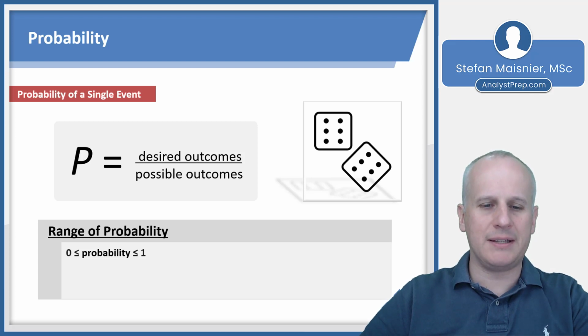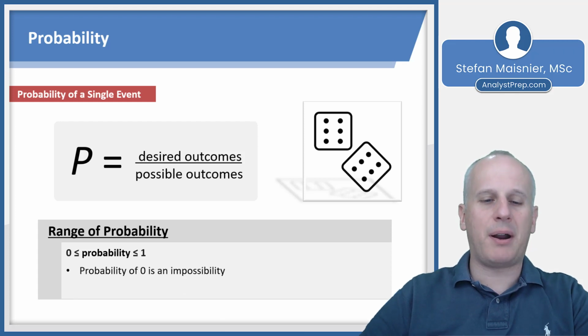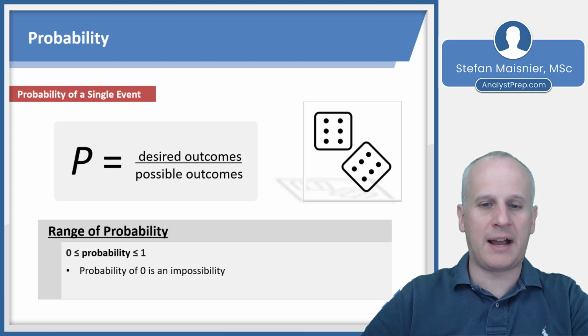So probability is always going to have a set range in that we know the least possible probability is 0 and the greatest possible probability of any single event is 1, inclusive, because a probability of 0 means it's impossible. So there are no desired outcomes. And if I have a 0 numerator, no matter what the denominator is, I know that the fraction itself is going to result in 0. So if you have something that is impossible, that has a probability of 0.